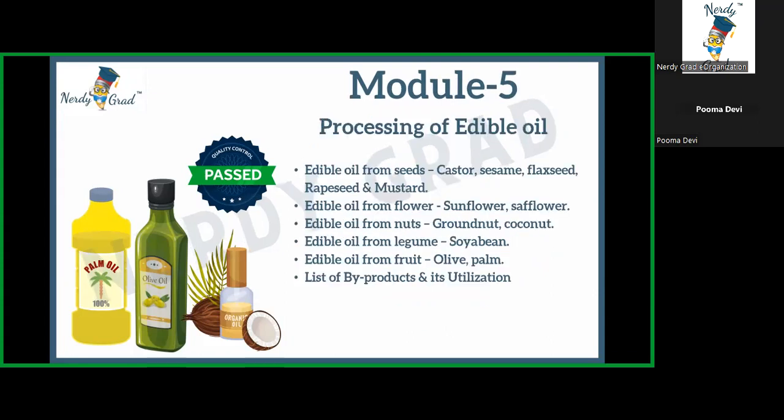This is module 5. Topic is processing of edible oil. It includes edible oil processed from seeds like castor, sesame, flaxseed, rapeseed, and mustard. Edible oil from flowers: sunflower, safflower. Edible oil from nuts: groundnut, coconut. Edible oil from legumes: soya bean. From fruit: olive, palm. List of the byproducts and its utilization.